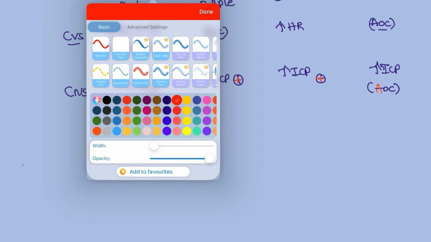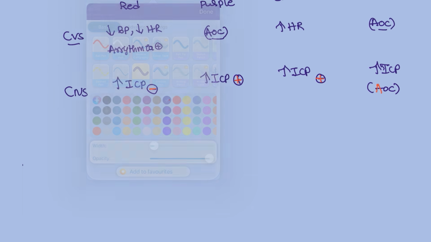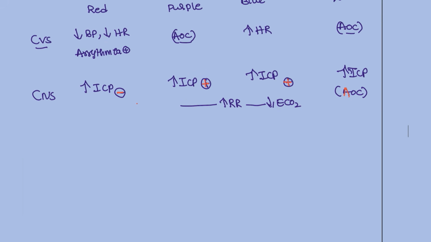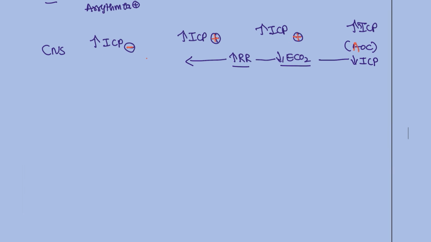So how can we avoid this complication? We have to increase the respiratory rate so that there will be a decrease of the EtCO2, right? If the EtCO2 is decreased, it will decrease the ICP. So we use this drug even though it increases the ICP, but we increase the respiration and decrease the EtCO2, so the ICP will be decreased further in this patient.